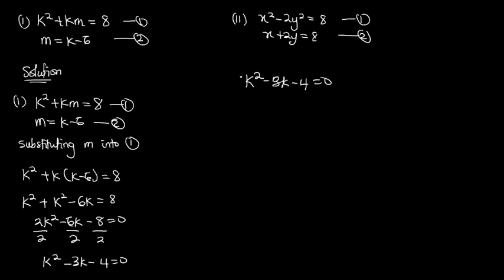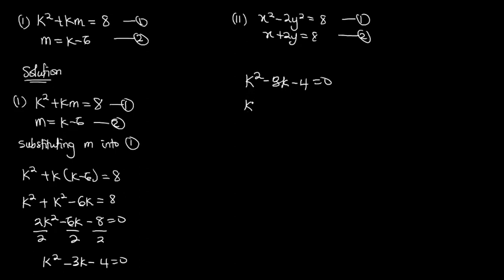Now the coefficient of the k squared term here is 1. So if I use that 1 to multiply negative 4, I still have negative 4. Now which two numbers will I multiply to get negative 4, but if I add them, I get negative 3? So you see that negative 4, positive 1 will do that for us. So let's go ahead and use that. So negative 4 multiplied by positive 1 will give us negative 4, but if we add them, we get negative 3.